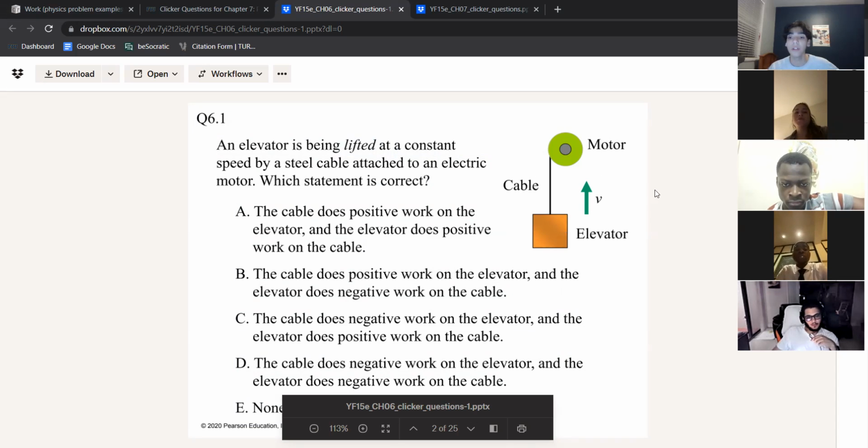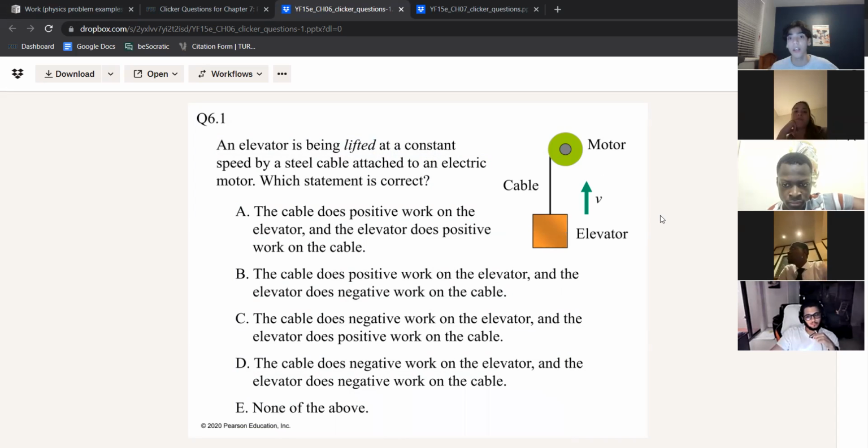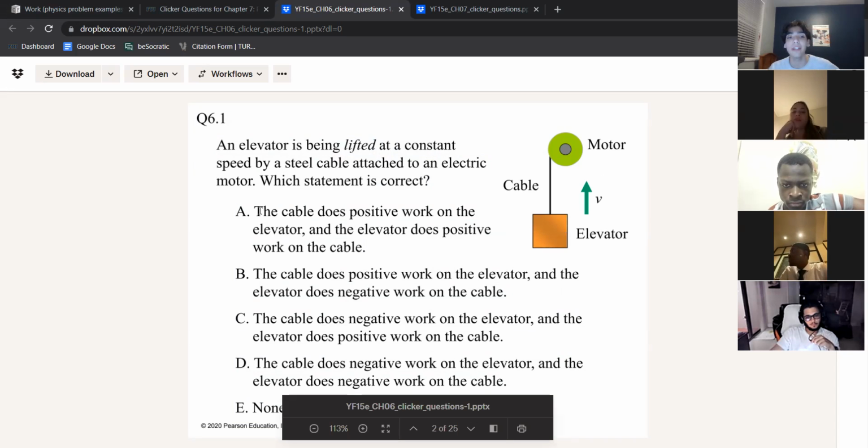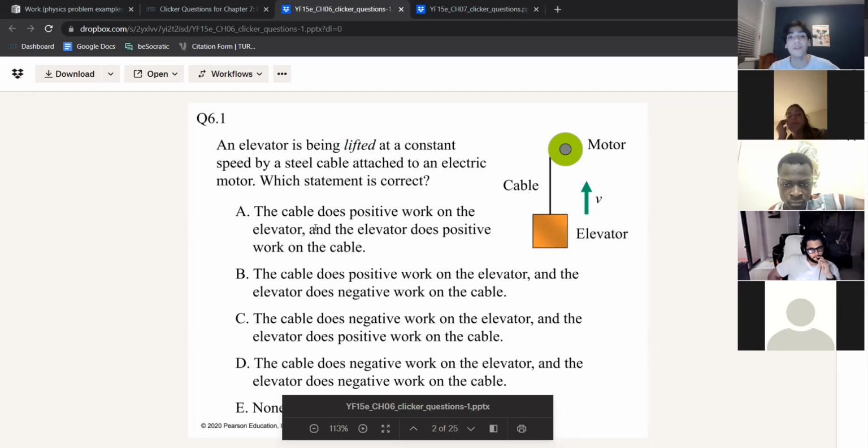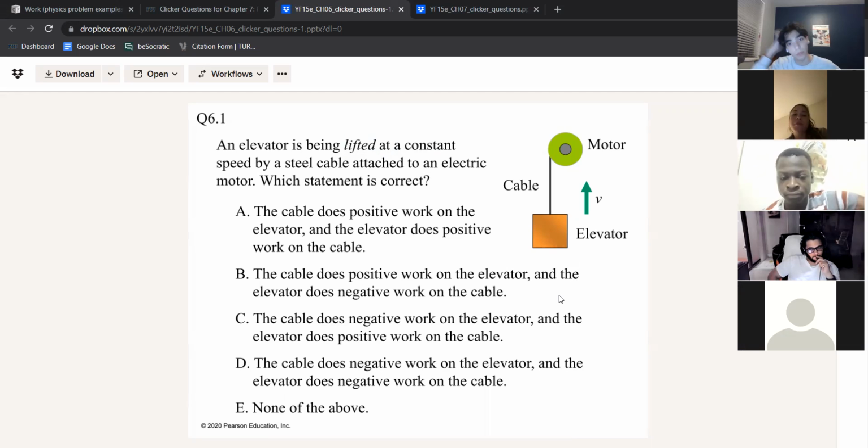Well, automatically going off what you said, the cable would have positive work. All right, yes, perfect. So if we look at our answers, we can see which ones say the cable does positive work. A says that, and B says that. So we're looking at A and B. Now between the two, does the elevator do positive work on the cable or negative work on the cable? I would say it does negative work on the cable due to weight. And since the positive direction is upwards, the elevator is exerting negative work on the cable.